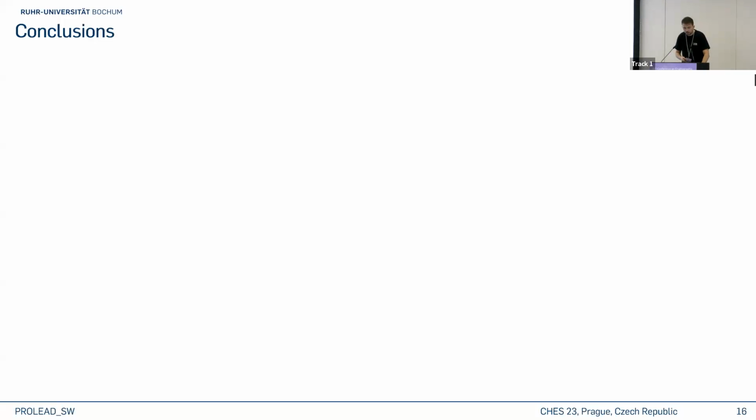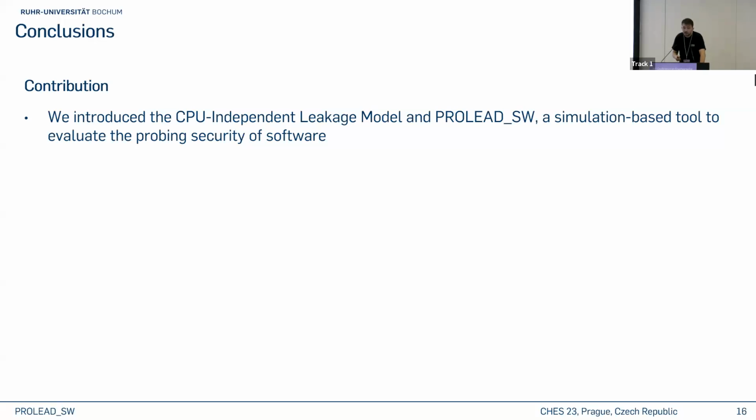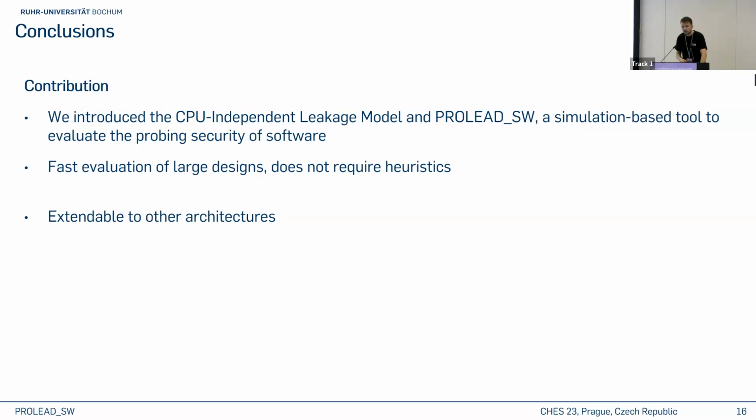Now, to conclude, in our work we presented two things. First of all, we presented a CPU-independent leakage model, which explicitly incorporates multiple microarchitectural effects, and then used this model for ProLite software, which is a simulation-based tool to evaluate the probing security of binaries. We're able to evaluate large designs and do not require any heuristics, as our statistical analysis is based on the actual intermediate values. Right now, we are limited to ARM architectures, but our general approach is easily extendable to other architectures, for example, RISC-V.